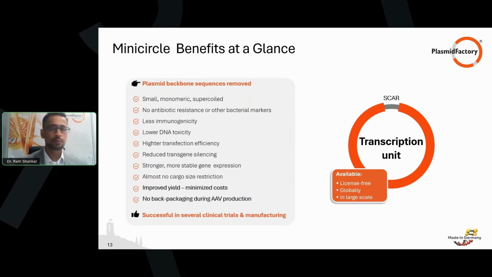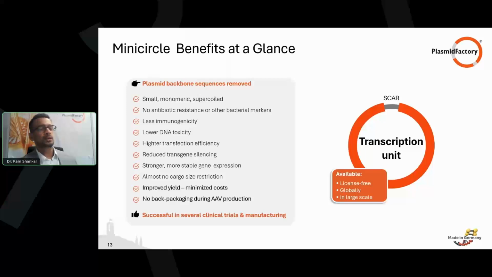So later on, when you produce your vector particles and apply them to your target cells, you have a lower likelihood of eliciting an immune response. They also have a higher transfection efficiency while producing your vector particles. Thanks to their smaller size, they have a higher chance of entering the nucleus.